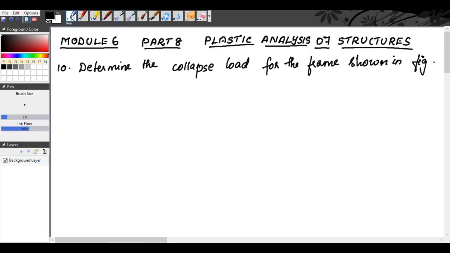In the previous classes we saw the basics of plastic analysis of structures, about the shape factor, what is collapse load, what is plastic moment, plastic hinges, etc. And we saw some 9 problems. The first 7 problems were about analysis of continuous beams, and the last 2 problems were analysis of frames. Now listen carefully. In the 7th class, I made a mistake.